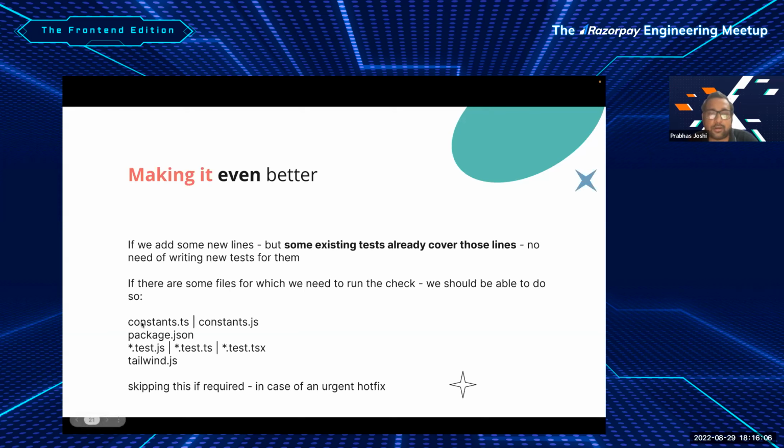Another point could be that not all your files need to be tested. Let's say you have a constants file, a package JSON, and wildcard patterns, basically regular expressions describing all your test files, your end-to-end test files, or your tailwind config. I don't think we need to test those things because those are configurations. That we can ignore. Another way could be we want to skip this check if it's a hotfix.